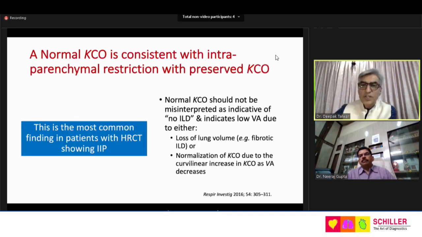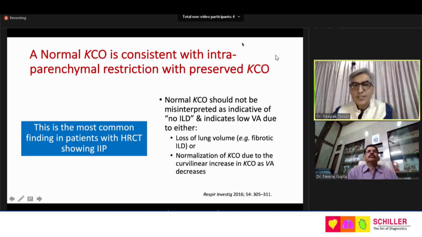What is the normal KCO trying to tell you here? It is trying to tell us that it is consistent with intraparenchymal restriction with preserved KCO. What does the KCO mean? If the KCO is normal, a normal KCO should not be misinterpreted as indicative of no ILD. It's very important, because if DLCO is low and VA is low, then the ratio of the two becomes normal, and that is the normal KCO. So normal KCO is not indicative that there is no ILD.